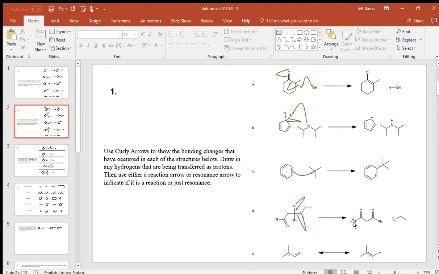The last reaction is the only one that's not a reaction. In fact, it's just resonance, because all we're changing here are bonds, no atoms are moving. And this one's quite simple. We just move our carbon-carbon double bond from one side to the other, and we get resonance.